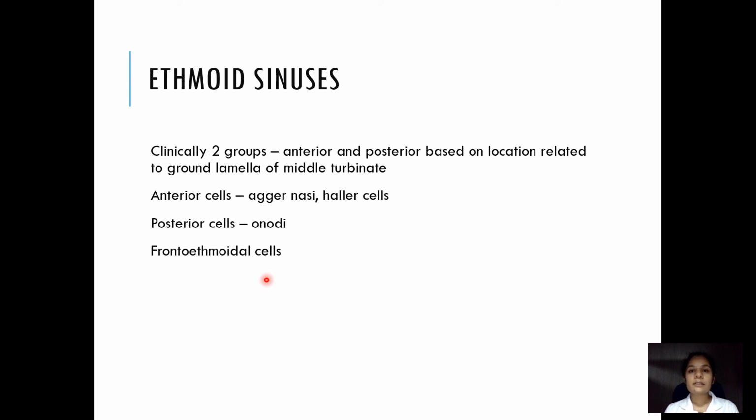Type 2 is 2 or 3 cells not crossing the frontal recess. Type 3, a single cell pneumatizing the frontal sinus and mimics the opening of the frontal sinus. And type 4 is a lone cell in the frontal sinus. All these cells may obstruct the drainage of the frontal sinus and cause isolated frontal sinusitis.